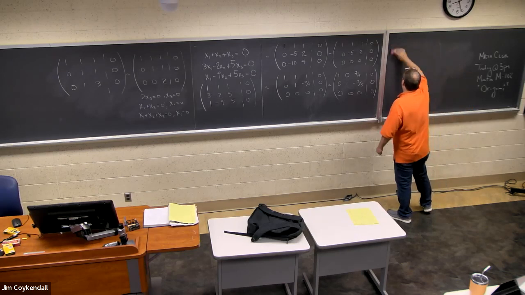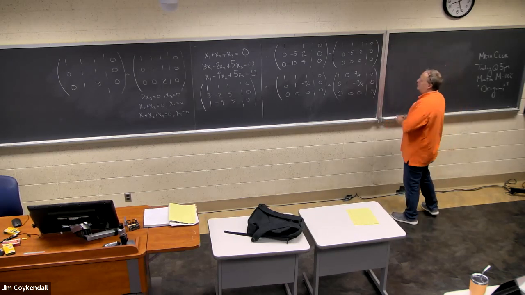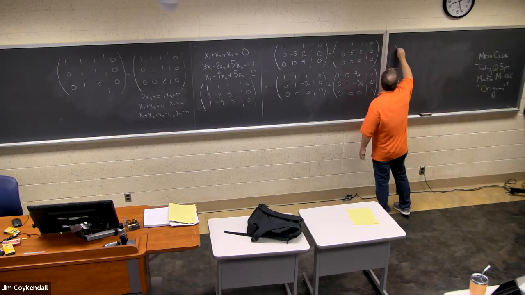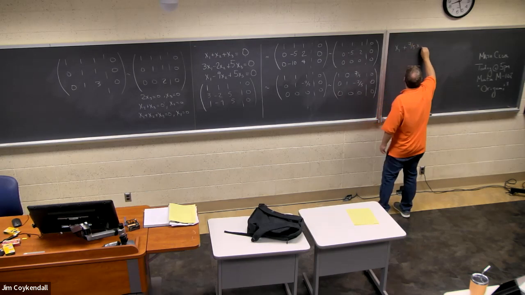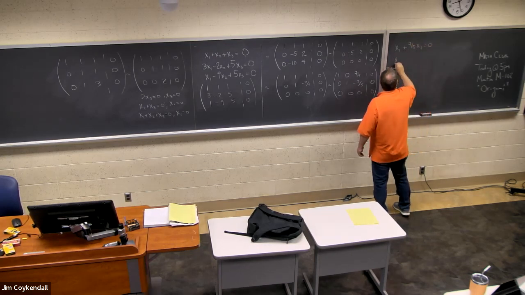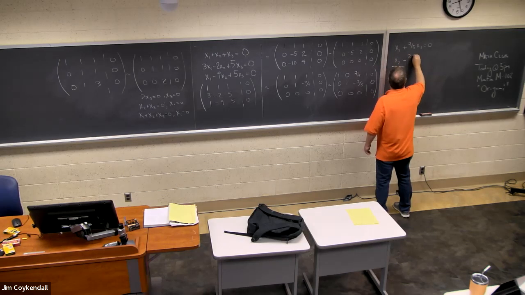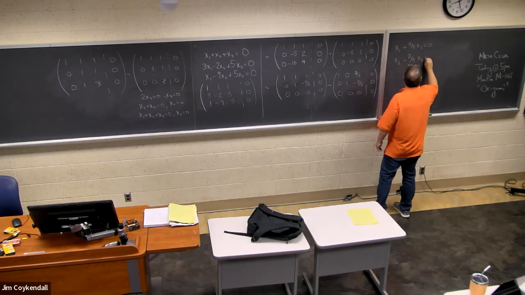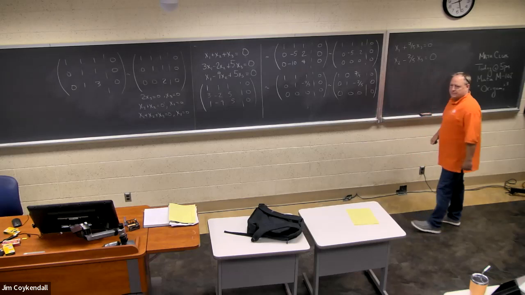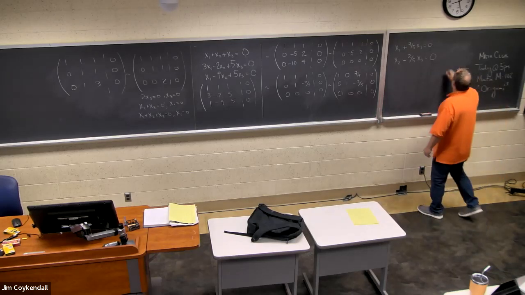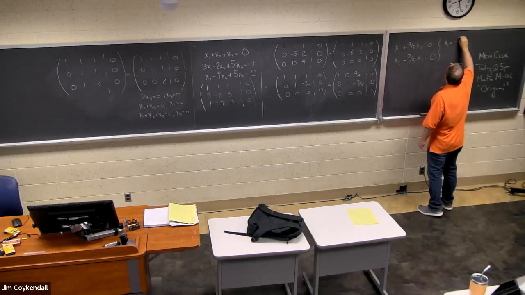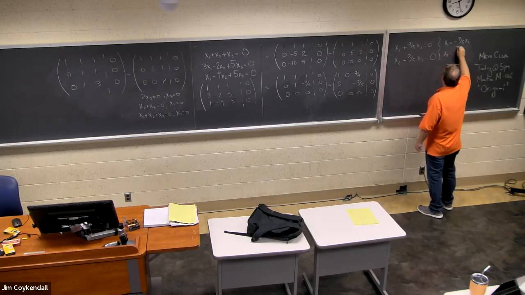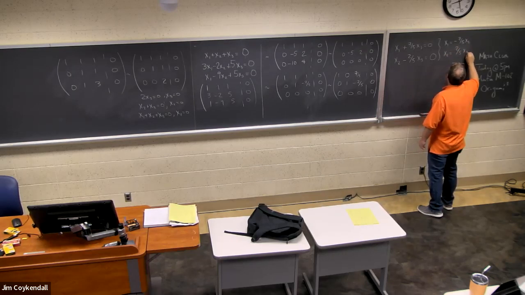So I'm going to write this in parametric vector form. This first equation gives me x1 plus 7/5 x3 equals 0. And the next equation gives me x2 minus 2/5 x3 equals 0. So I can write these equations: x1 is minus 7/5 x3 and x2 is 2/5 x3.